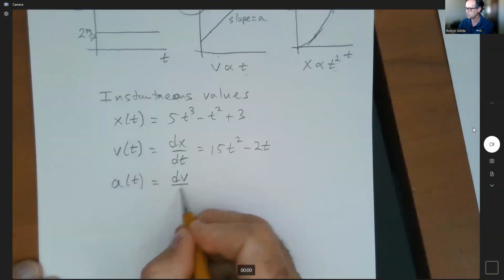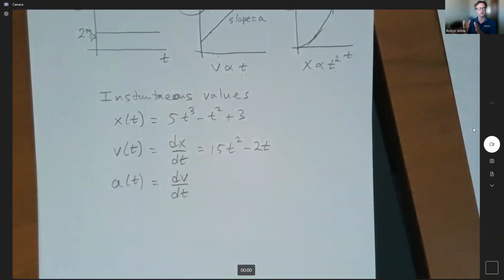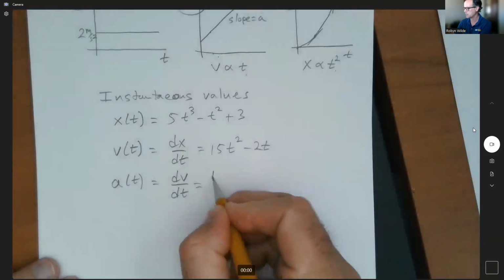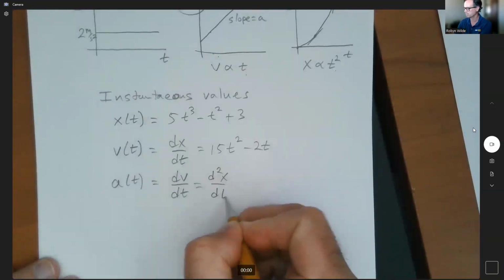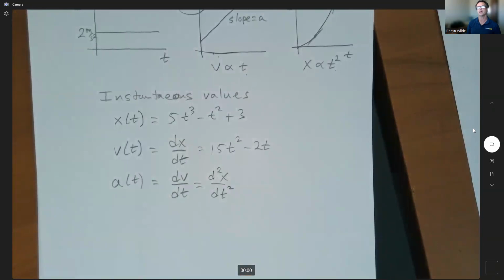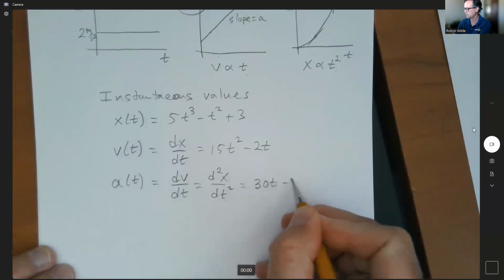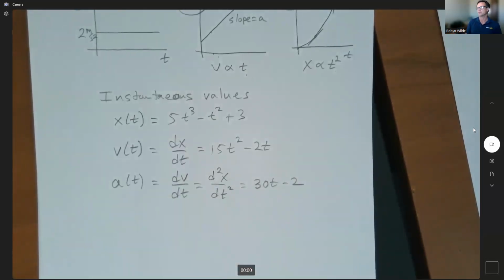Well, it's dv/dt, right? Again, acceleration is the slope of the velocity graph. Or I could say that it's the second derivative of the position, d squared x over dt squared. So I just take another derivative, and I'm going to get 30t minus 2. Now notice, this is not a constant acceleration. In fact, the acceleration is getting faster and faster, or a bit more and more every second.